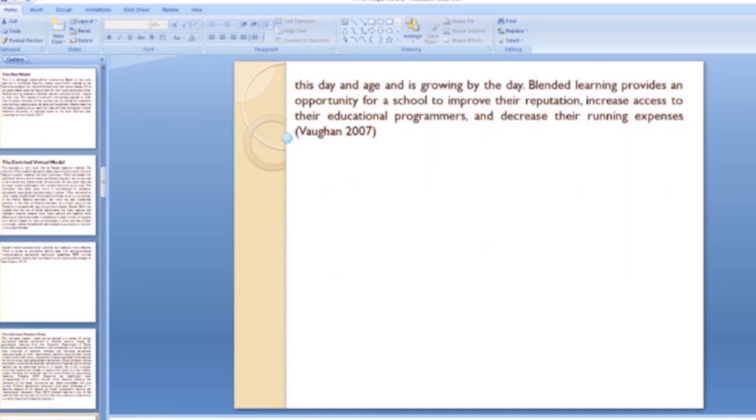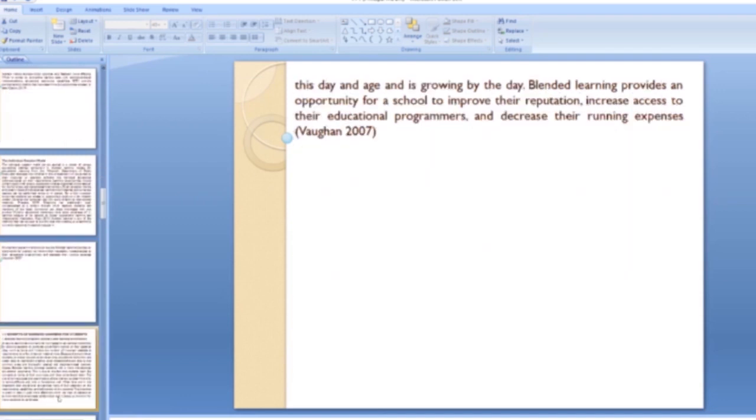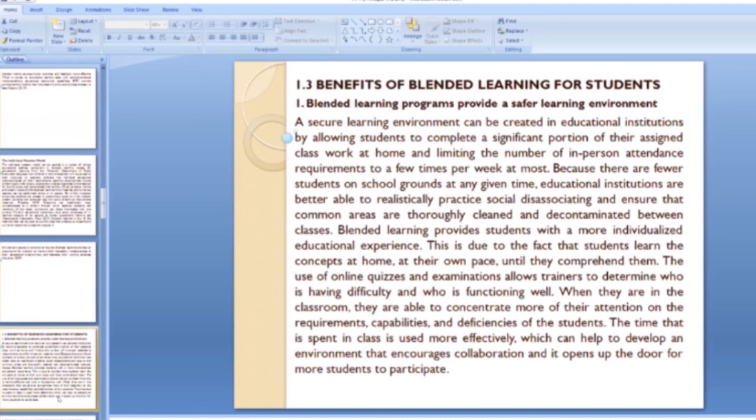Different models have been involved with blended learning, and these are some benefits connected with blended learning for students. Blended learning programs provide a safer learning environment. A secure learning environment can be created in educational institutions by allowing students to complete a significant portion of their assigned classwork at home and limiting the number of in-person attendances required to a few times per month. Because there are fewer students on school grounds at a given time, educational institutions are better able to practice social distancing and ensure that common areas are thoroughly cleaned between classes.